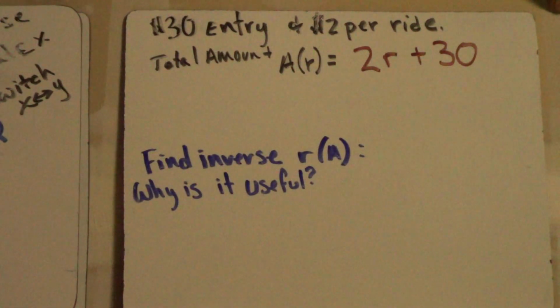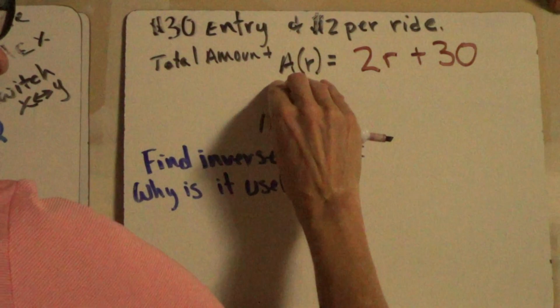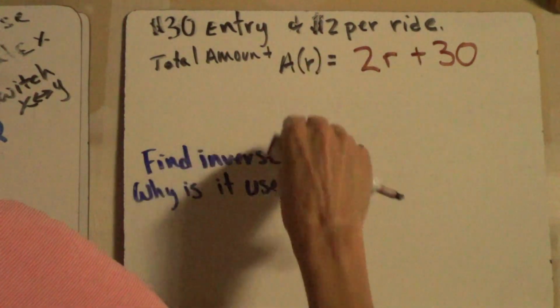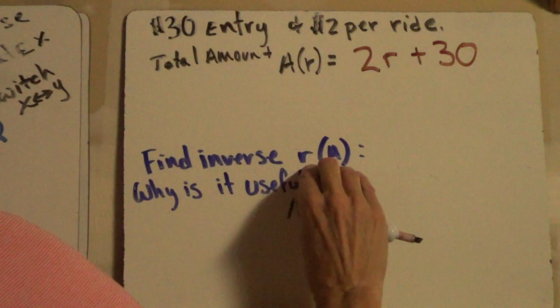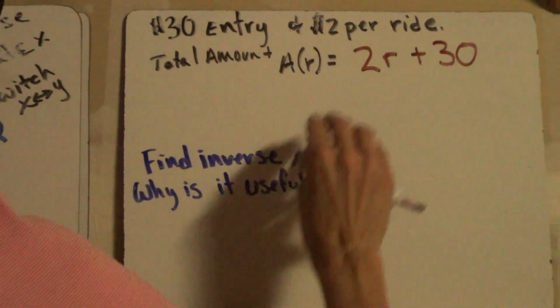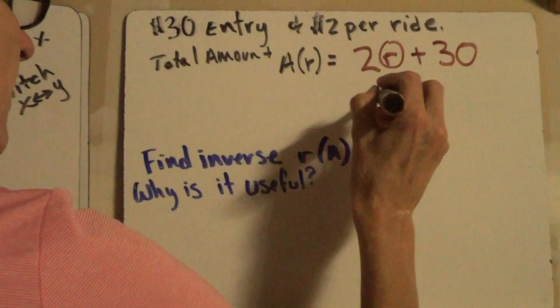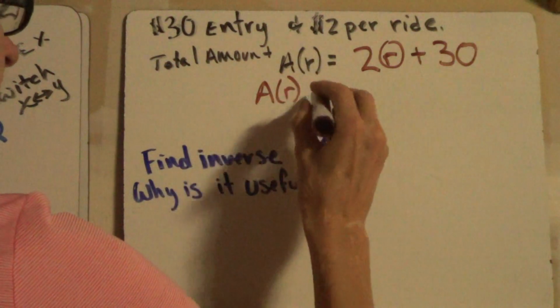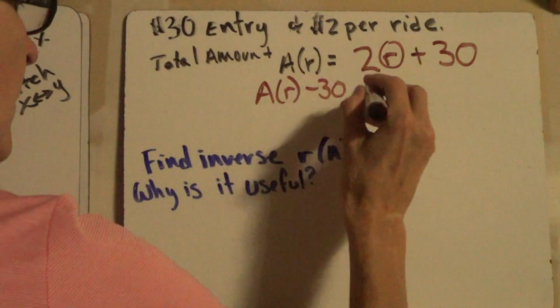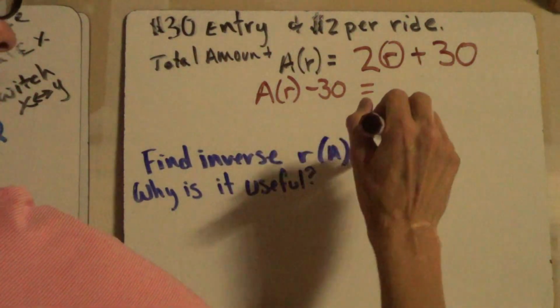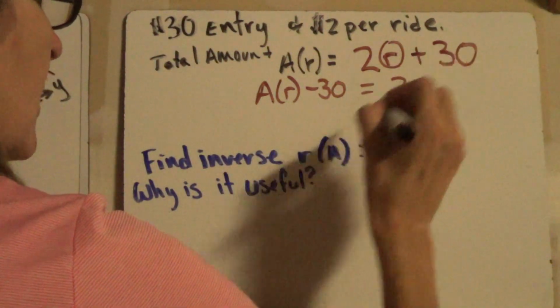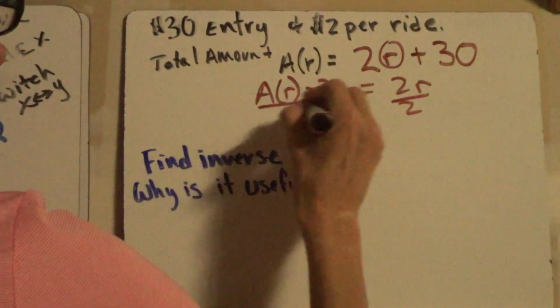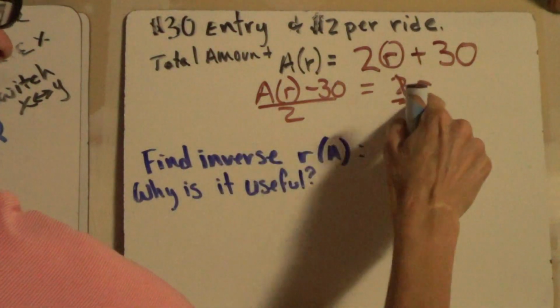But then one day, you get there and you go, okay, this is how much money I have, how many rides can I do? Well, if this function was your total money per ride, if you find the inverse, you'll be looking at how to calculate how many rides you can do. Okay, so let's circle this creepy dude. Subtract 30 from each side, so total minus 30 equals 2R. Now we divide each side by 2, and we have our number of rides.